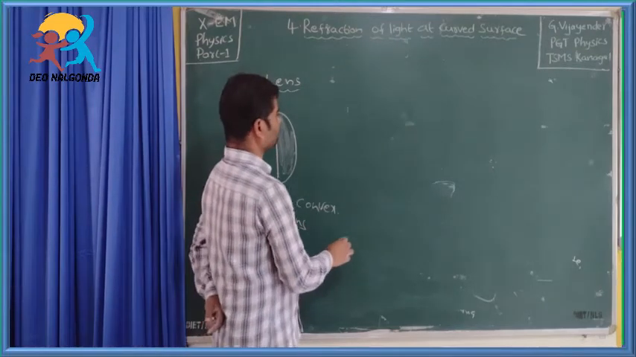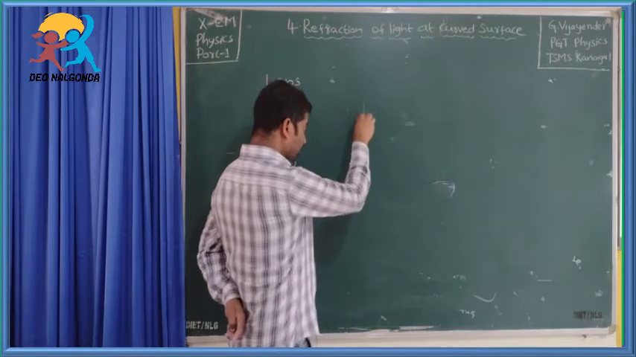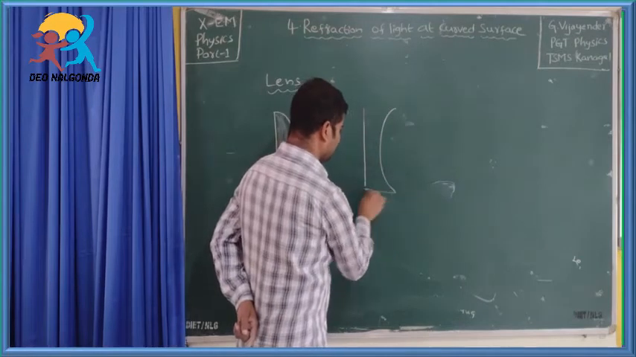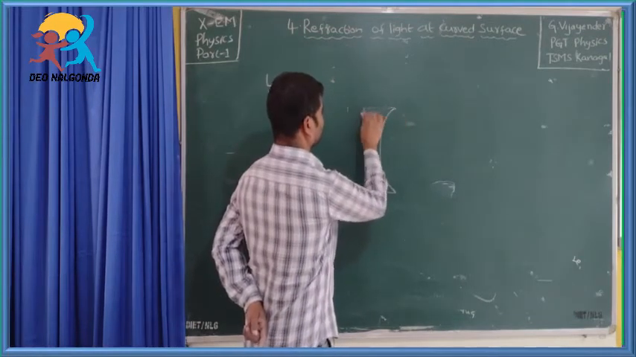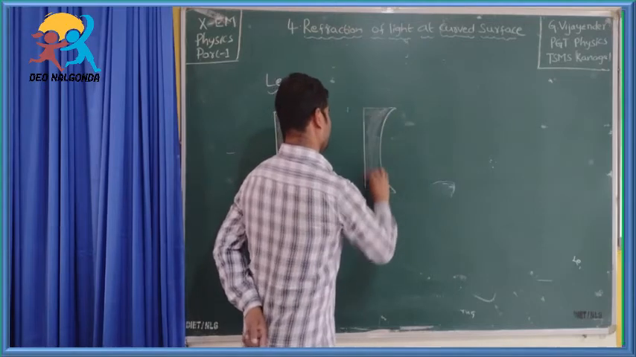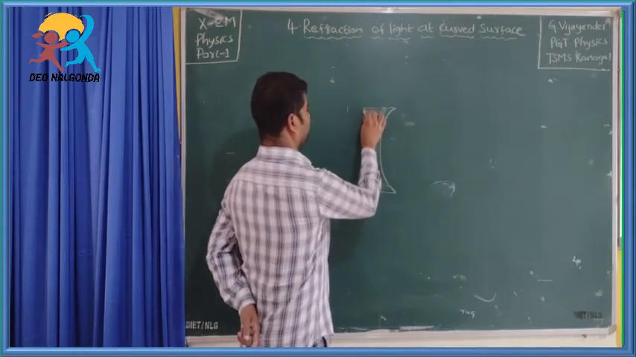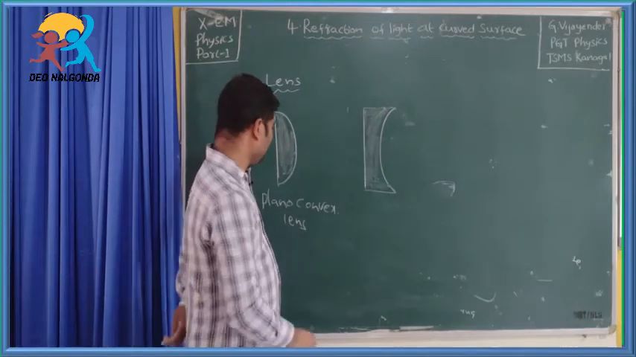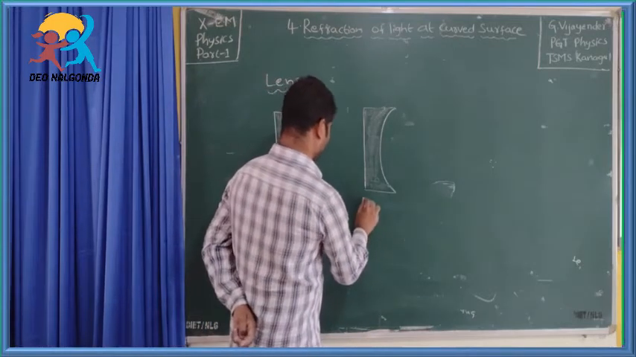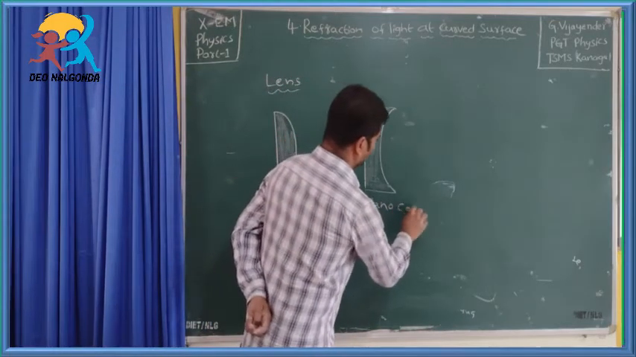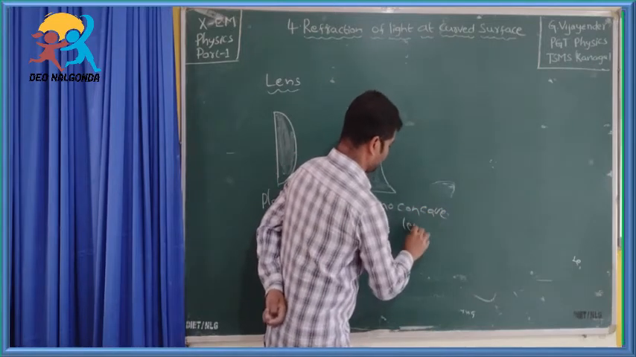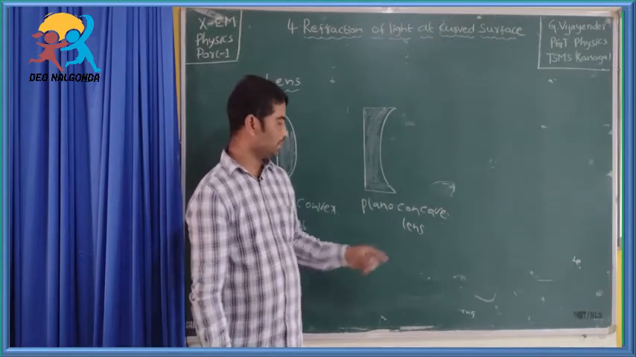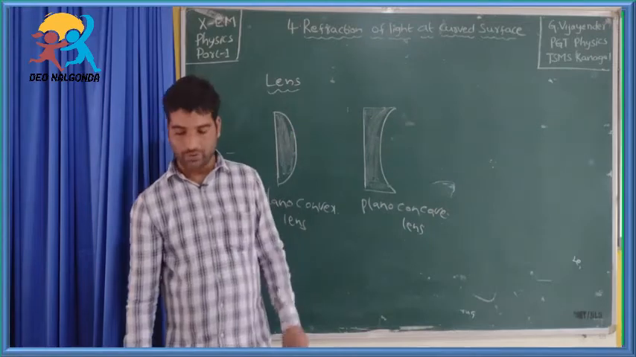And a lens may have one plane surface and another concave surface. The first surface is a plane surface, the second surface is a concave surface. This type of lens is called a plano-concave lens. A plano-concave lens has one plane surface and the other side a concave surface.